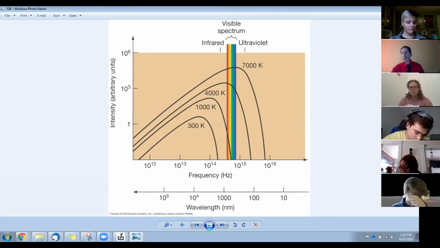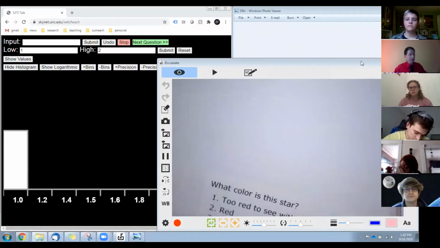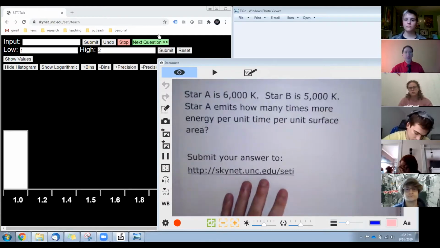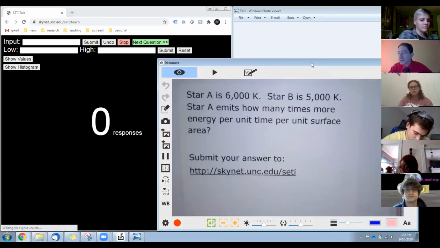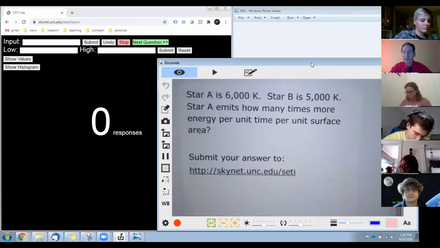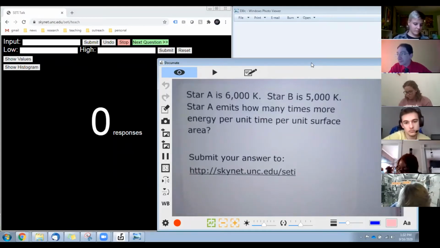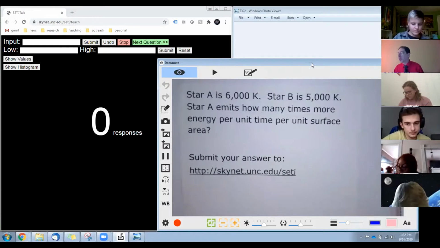I have one more warm-up question for you today. This connects to the other type of question we were asking about. Okay, so star A is 6000 Kelvin, star B is 5000 Kelvin. Star A emits how many times more energy per unit time per unit surface area? So if you were to take 1 meter of its surface in, let's say, 1 second of time, how much more energy do you get out?